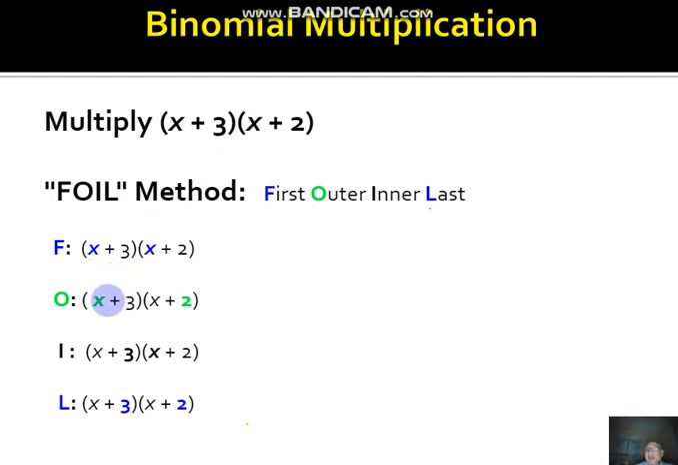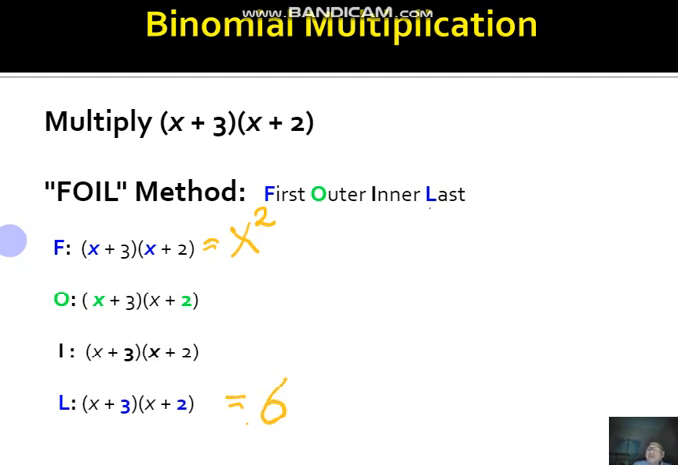First, last, outer, inner. Let us find the first term. When I multiply first times first, I get the first term, which is x times x. X times x, I get what? We learned that x times x is equal to x squared. Let us do the last. The last term times the last term gives me the last term in the new polynomial. 3 times 2 equals 6.